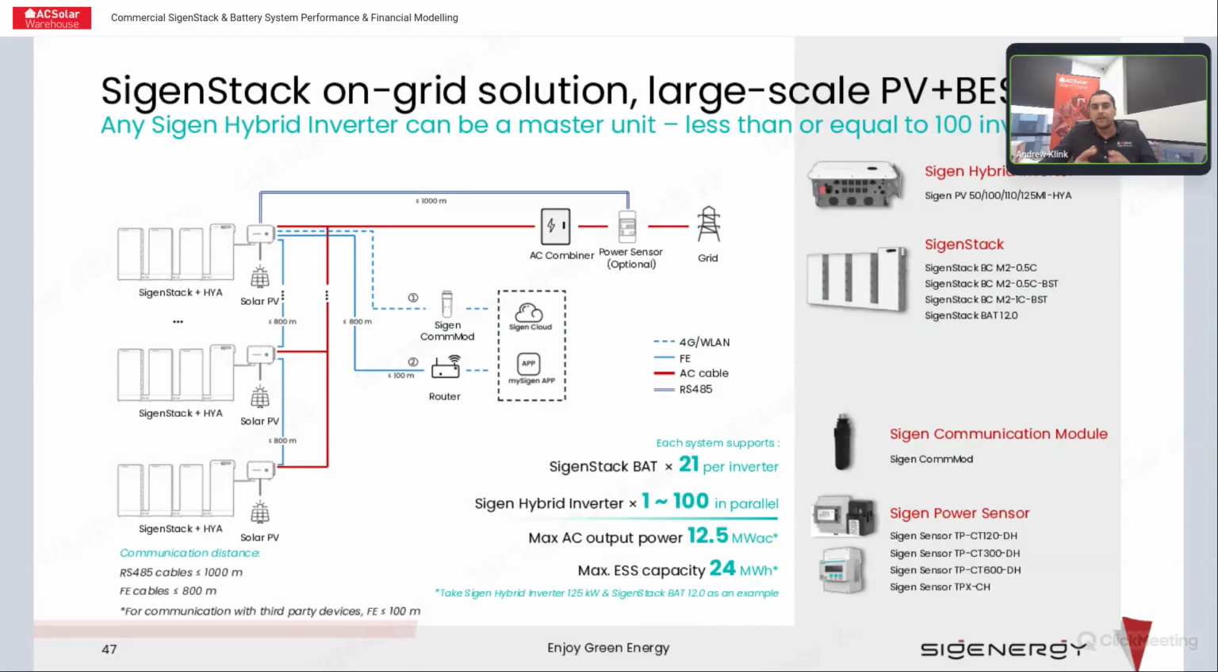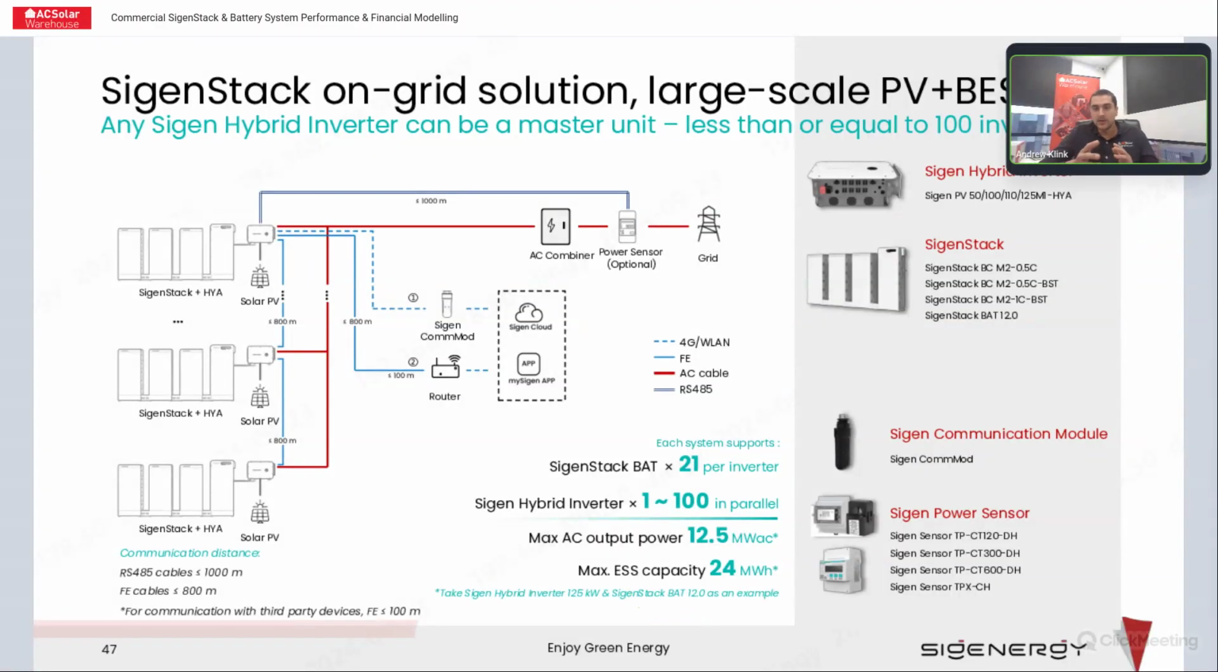With this configuration using the HYA inverters, you can actually install a maximum of 100 inverters in parallel. That can get you up to a total of 12.5 megawatts of inverter capacity and around 25 megawatt hours worth of energy storage. So some pretty large systems are possible using this system. And I think we had a question a little bit earlier on.